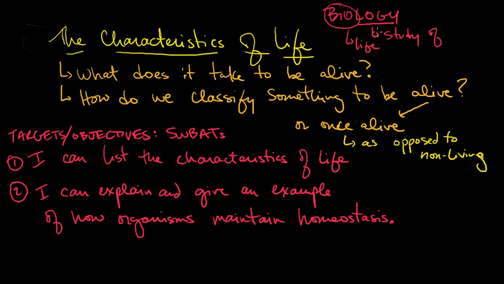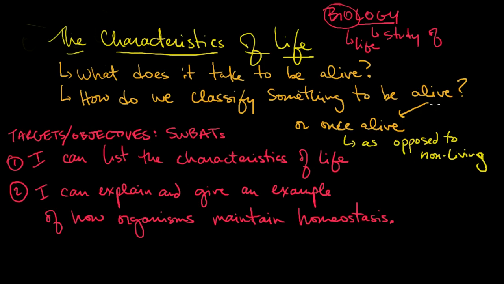Think about biography. It's the story of someone's life. Biology is the study of life, not somebody's life, but life altogether. So we're going to talk about the characteristics of life, and this fits into our taxonomy unit or our classification unit. And so the questions that we're going to talk about today are, what does it take to be alive, and how do we classify something to be alive?